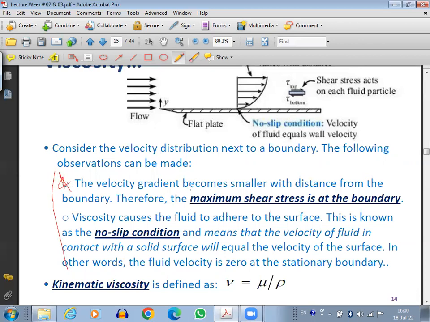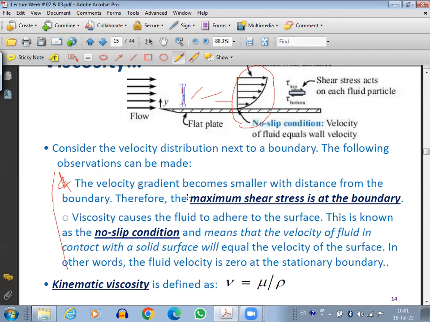The first observation is that the velocity gradient becomes smaller with the distance from the boundary. Therefore the maximum shear stress is at the boundary. Velocity gradient depends upon the slope. Here there is no slope, here a little slope, here the slope is higher, and this is the maximum slope. If you see this velocity profile, the maximum slope is at the boundary. As you keep moving away from the boundary, it becomes more and more vertical, so the slope decreases until the slope finishes, meaning there is no velocity gradient at all.